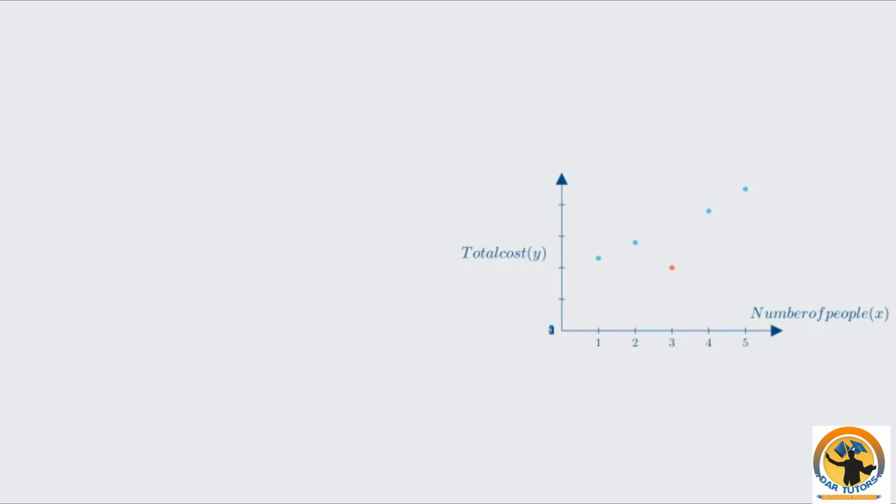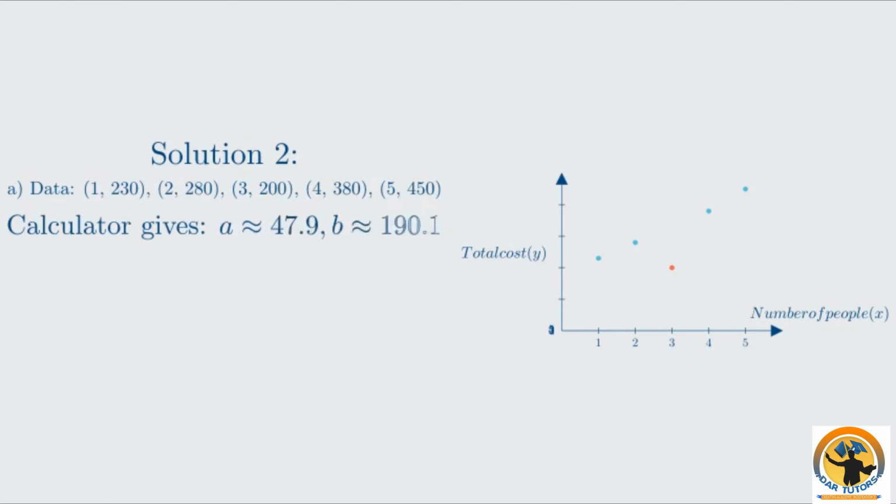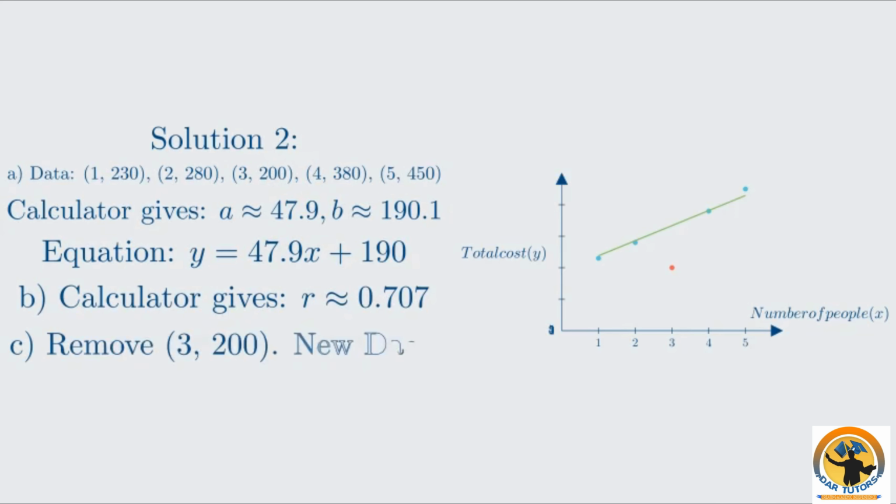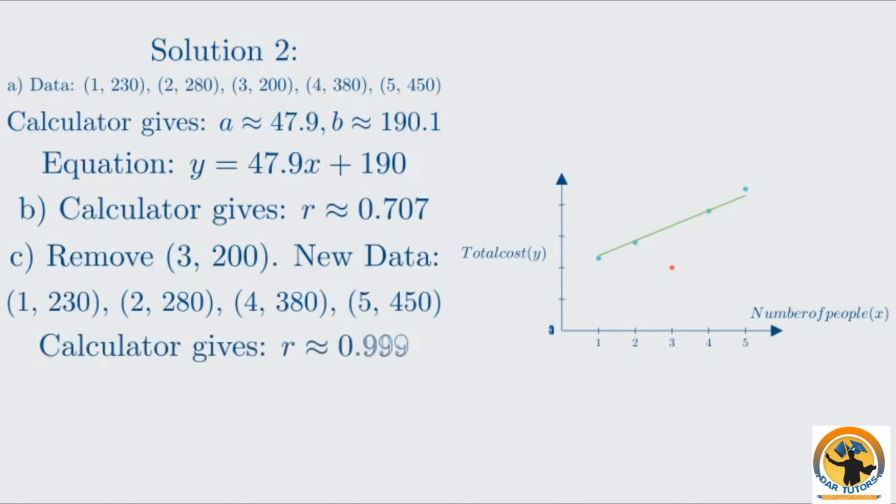Let's see the solution. For part A, we input the coordinates of the points into the calculator. The regression equation is y equals 47.9x plus 190. For part B, the calculator gives the Pearson correlation coefficient, r, which is approximately 0.707. For part C, we remove the outlier, the group of 3, and recalculate r. This gives a much higher correlation coefficient, r equals 0.8999.